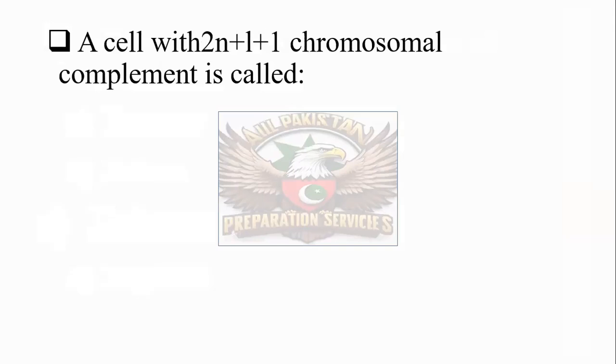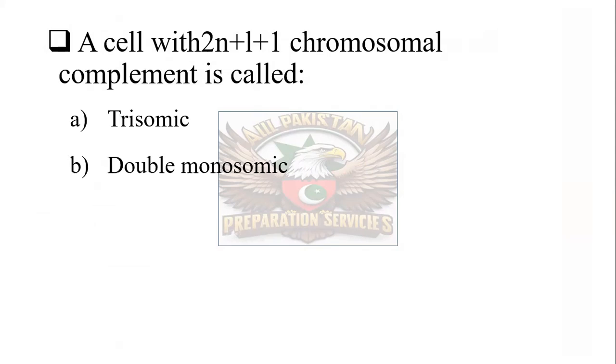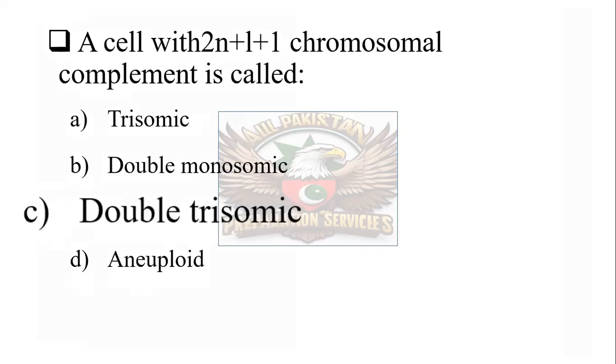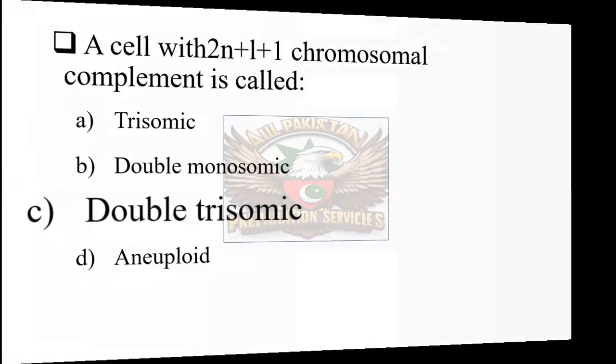A cell with 2n plus 1 chromosomal complement is called trisomic, double monosomic, double trisomic, or aneuploid? The correct one is double trisomic. A cell with 2n plus 1 chromosomal complement is called double trisomic.